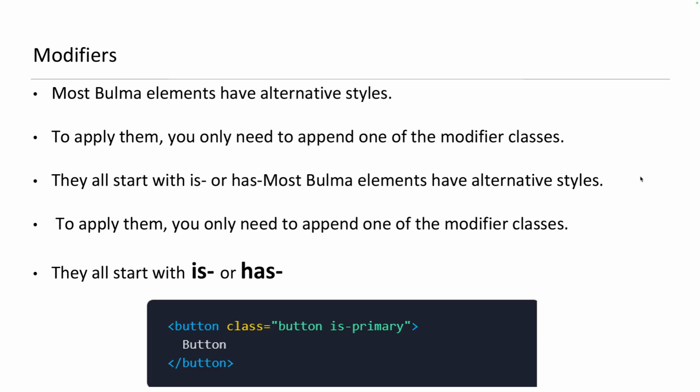Most Bulma elements as well will have alternate styles. So as we dig into it more, we're going to work with, say, a button with a class of button in Bulma. And then we can have a class after that that will modify it. So it could be is-primary, is-warning, is-alert, and that kind of thing, and your button will be colored differently like that. You'll mainly see modifiers with the is and has kind of prefix on them.